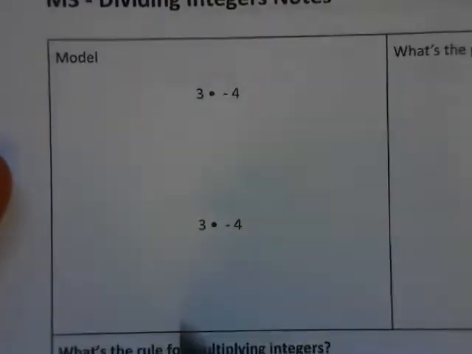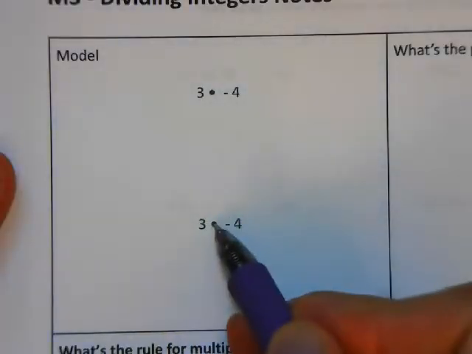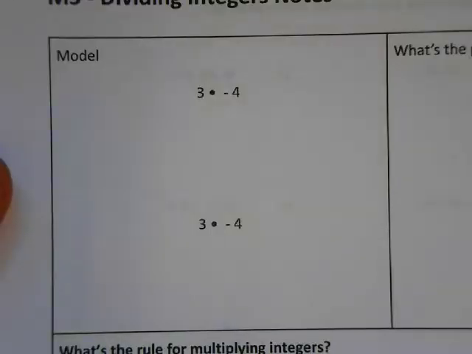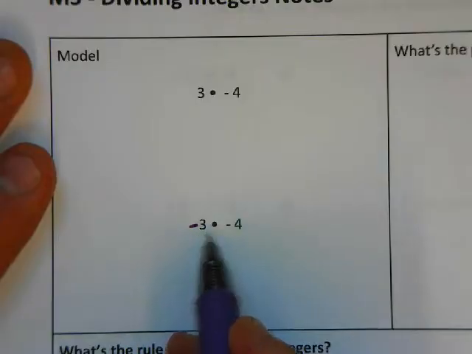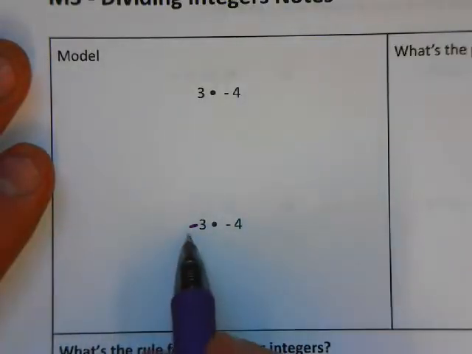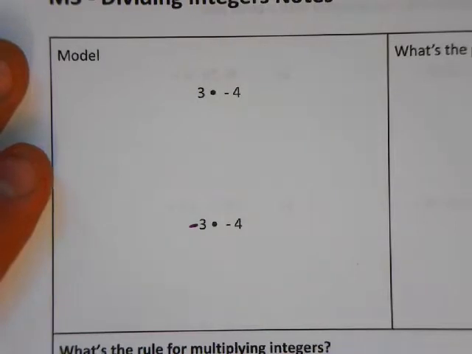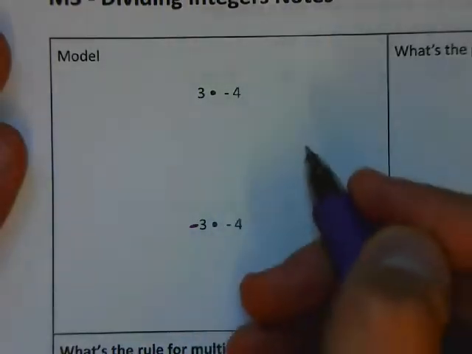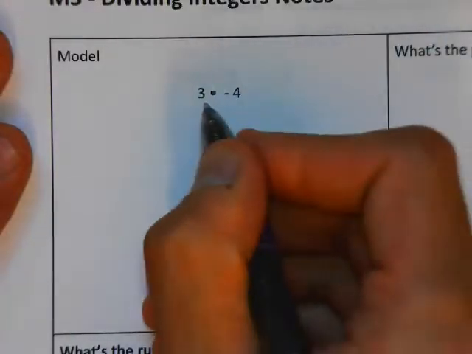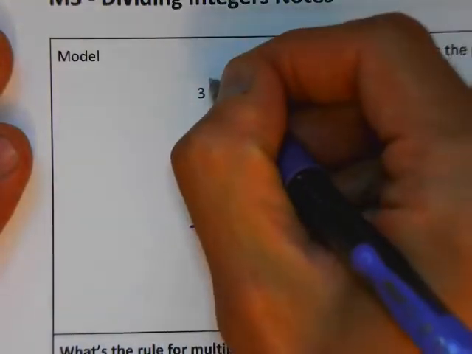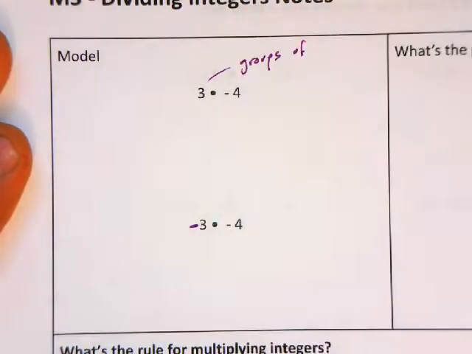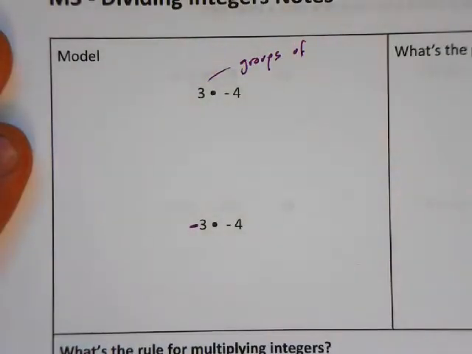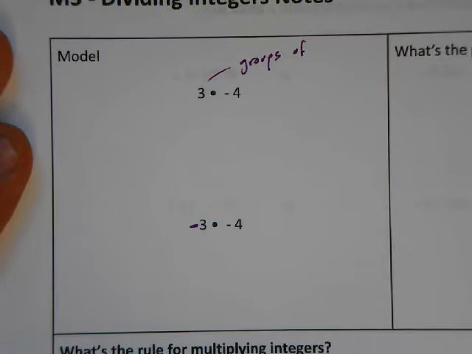Okay, now if you don't remember, when we have a dot like this, it usually means multiplication. So this problem is saying 3 times negative 4, and then we're also going to show negative 3 times negative 4. Yours should say negative 3 times negative 4. If it doesn't, fix it now. Okay, now I want you to remember that we can think about multiplication as talking about groups of. So what this problem is telling us is that we've got 3 groups of negative 4.